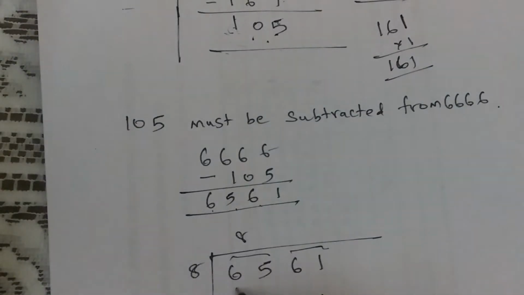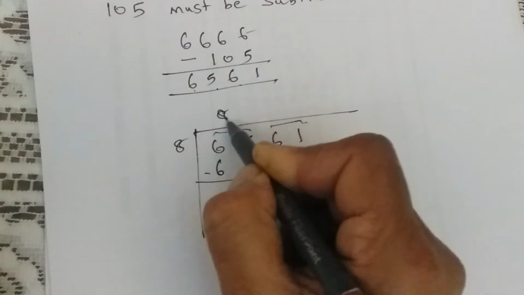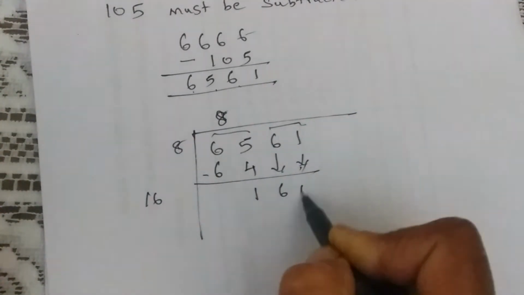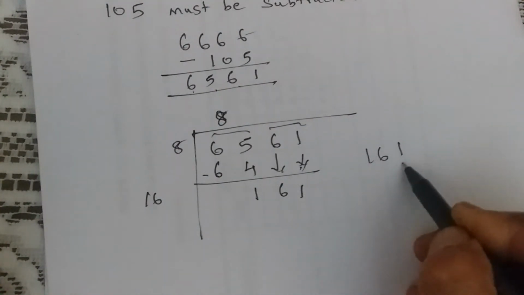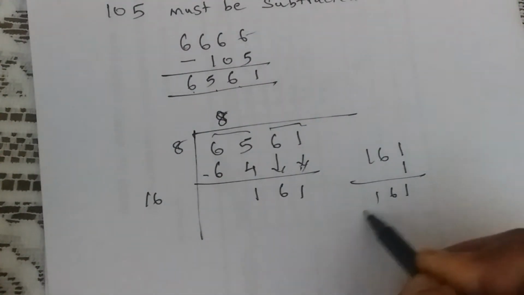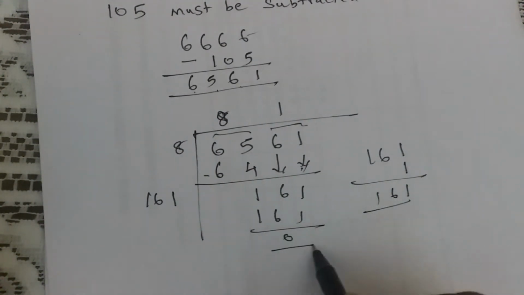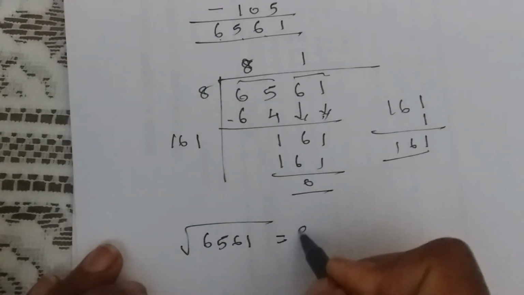8 8s are 64, and subtract, it is 1. Then multiply 8 into 2, it is 16. Bring down the next period, 61. See, with 16, what number do you have to put to get 161? 1, and multiply by 1. So we get 161. So 1 here, 1 here. 161, we got the remainder 0. Therefore, root of 6561 is equal to 81.